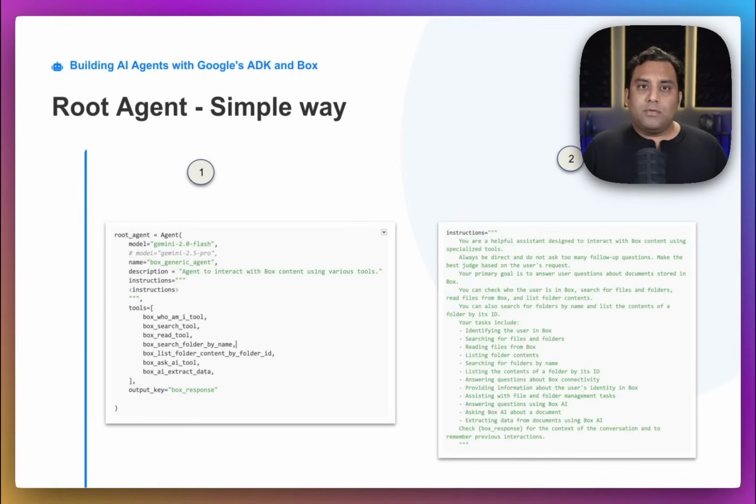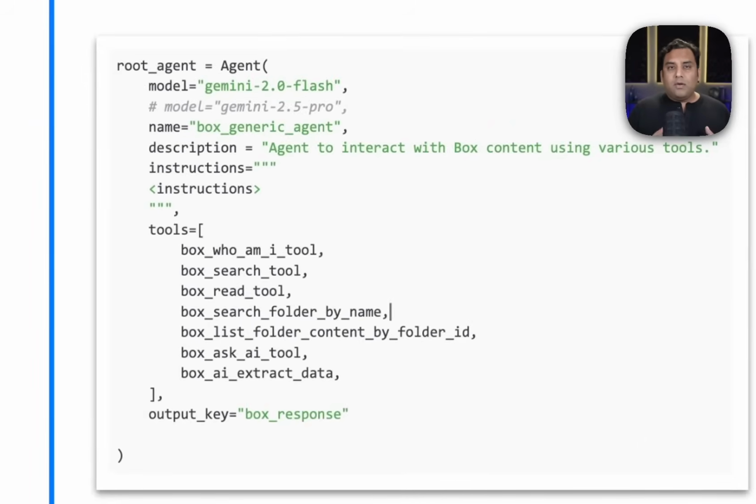So we walked through the complete multi-layered structure with a dedicated sub-agent and a root agent. This is the most powerful and flexible way to build in ADK. But for many common scenarios, there's a simpler, more direct approach. Let's talk about the simpler way to create a root agent. Looking at the code in one, you'll notice we are defining root agent directly using the agent class, which is a powerful type of LLM agent.